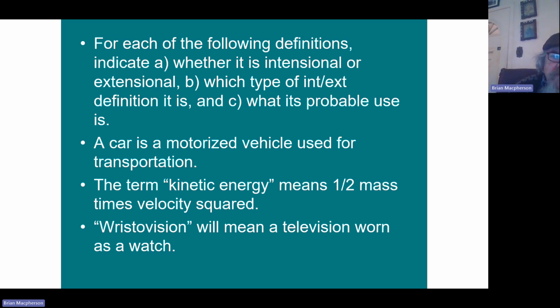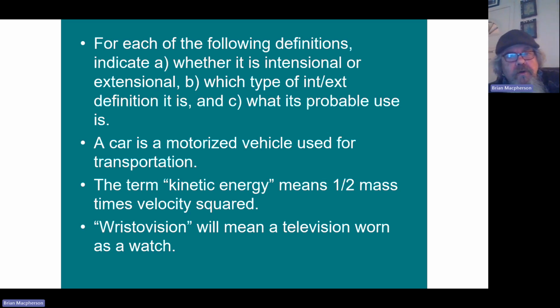Well, it's used to make a prediction, right? If I know what the mass and velocity is of a particle, I can then predict its kinetic energy, right? So this is a definition that is intentional, it is synonymous, and it is used theoretically to make predictions.